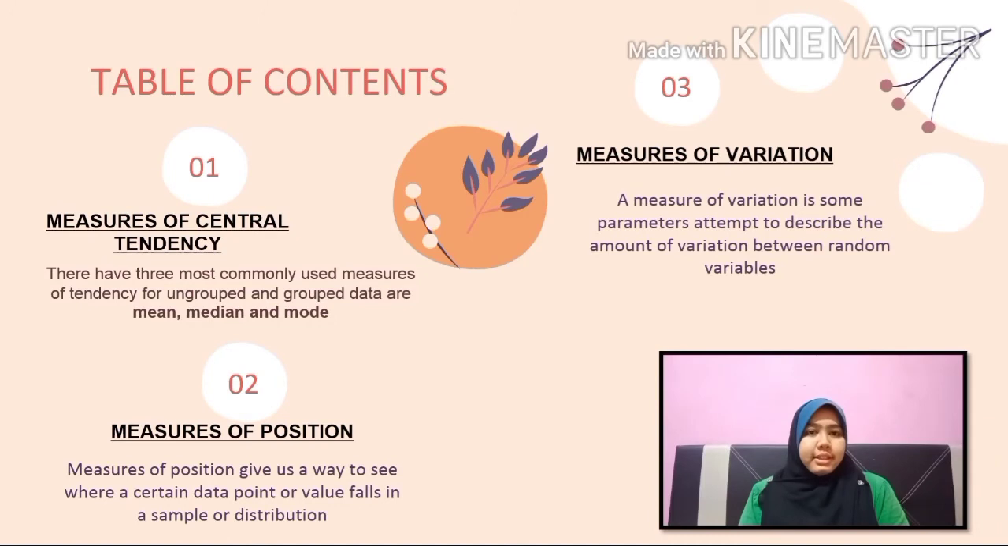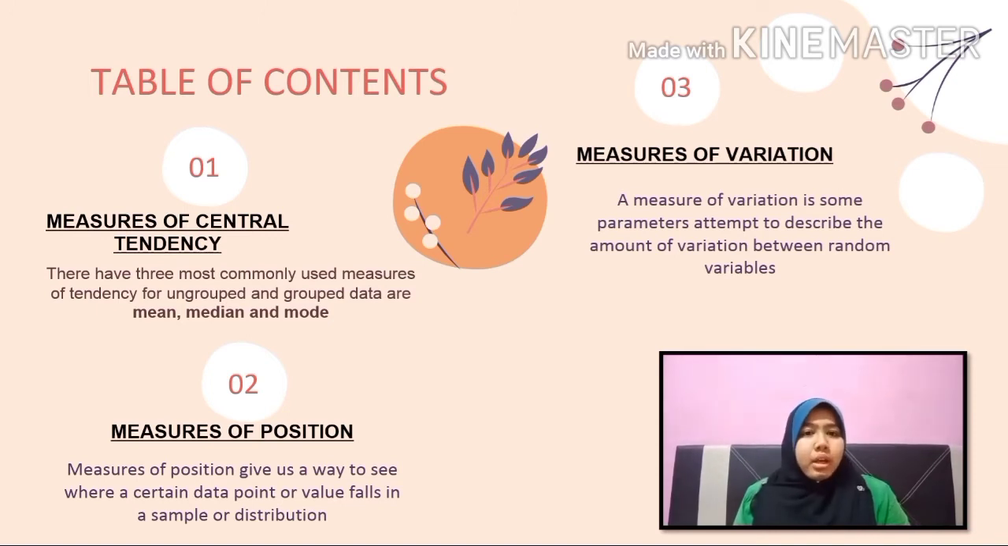The table of contents has three parts. First, measures of central tendency. Second, measures of position. Third, measures of variance. For measures of central tendency, the three most commonly used measures for ungrouped and grouped data are mean, median, and mode.